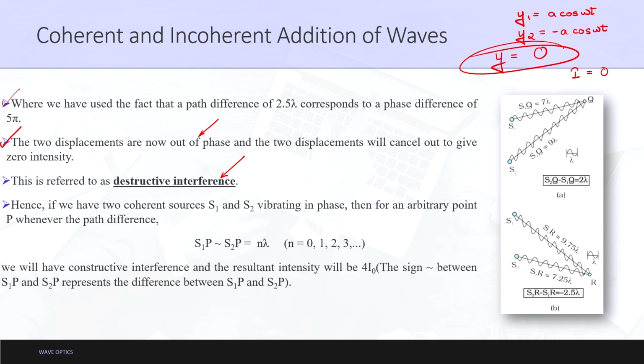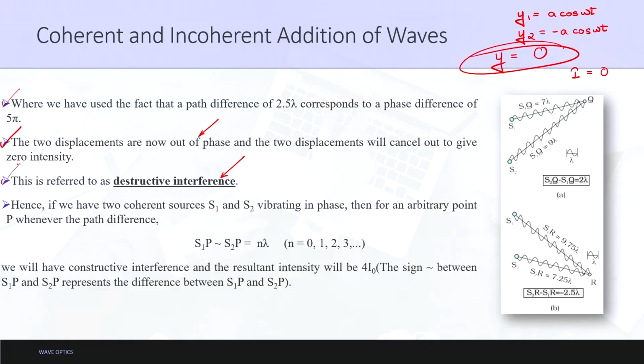So, what was constructive interference? When the phases were intact and the summation of the displacements led to multiplication, that is, the intensity increased from I to 4 times, that is 4 I naught. Similarly, in destructive interference, because the waves are cancelling and destroying each other, it is known as destructive interference. So, these were the simple concepts of destructive and constructive interference.